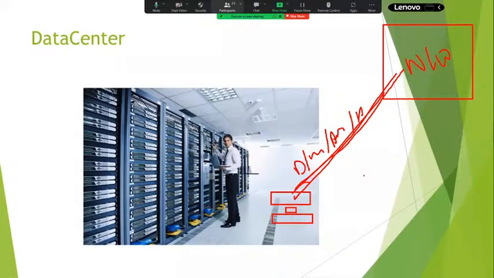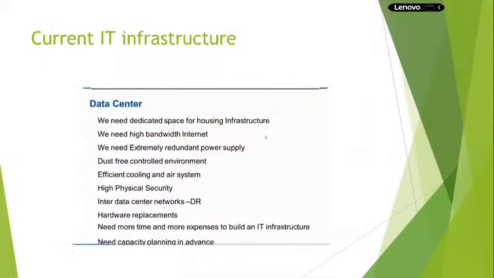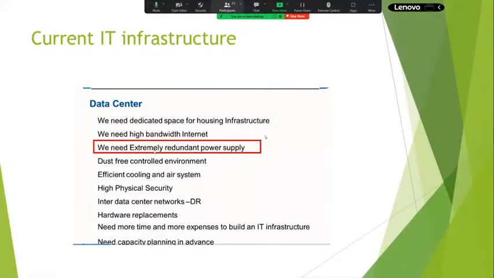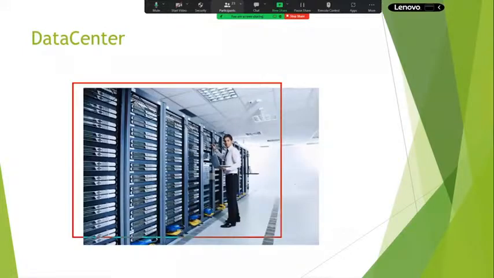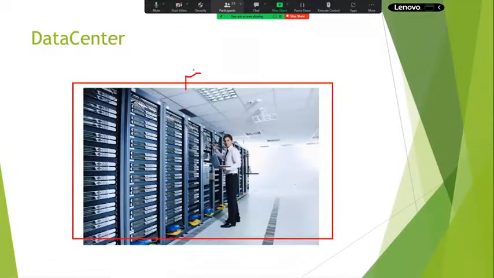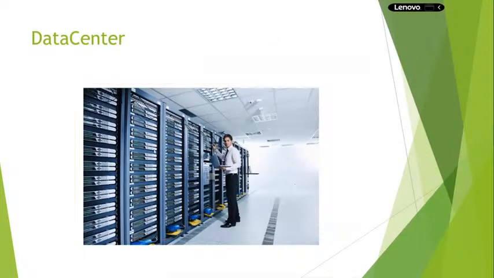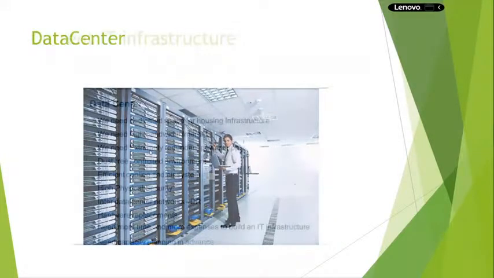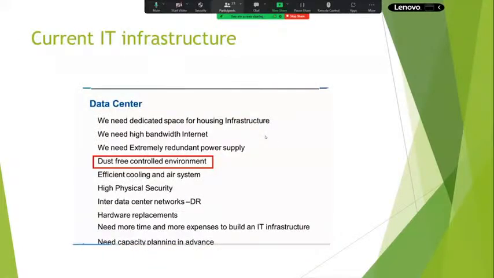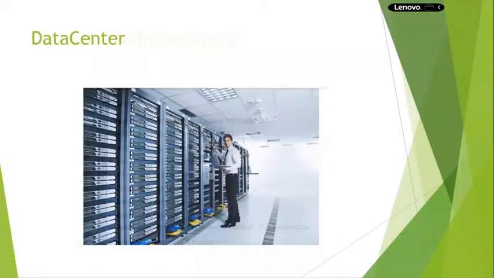Next, we need redundant power supply. Redundant power supply in the sense, to run this data center we need electricity. If there is no electricity, then we should be able to run this data center with a battery or generator. Again, that is cost, right? Next step, dust free environment. So always we should construct the building and design it so that it is a dust free environment.